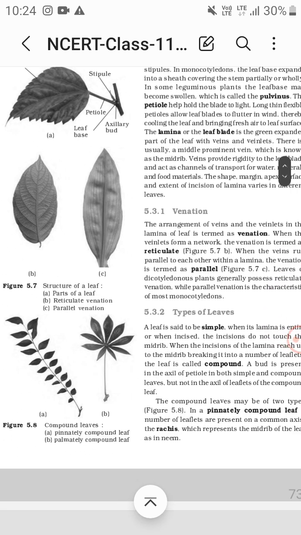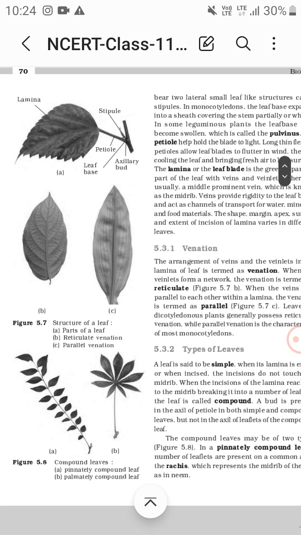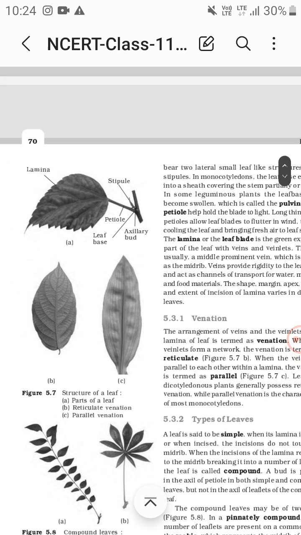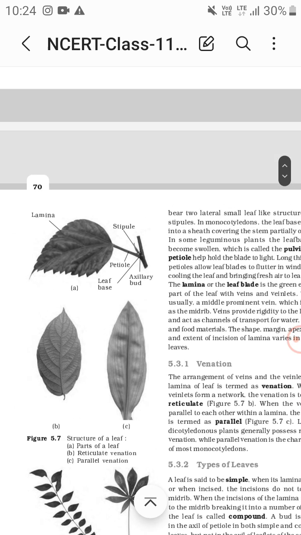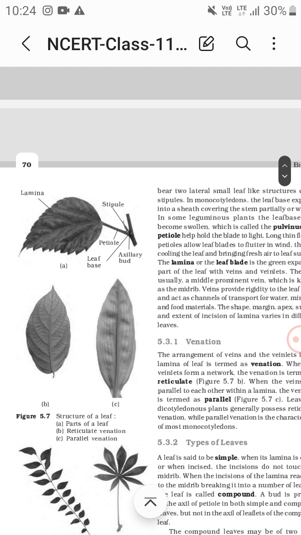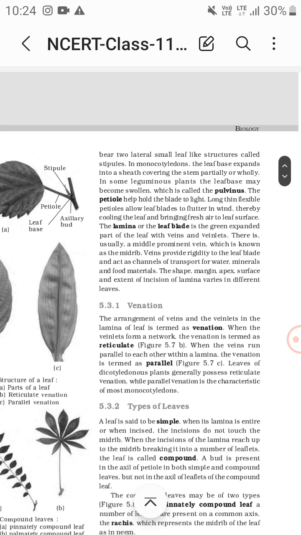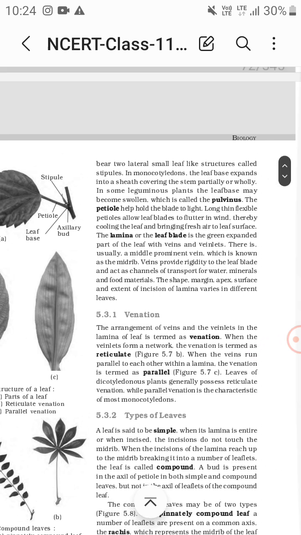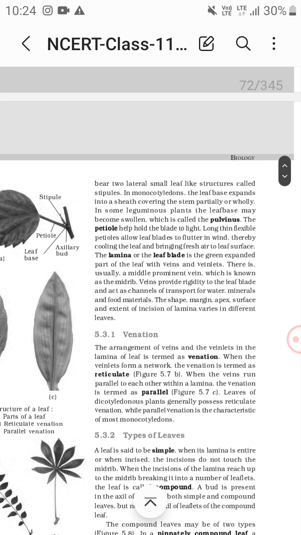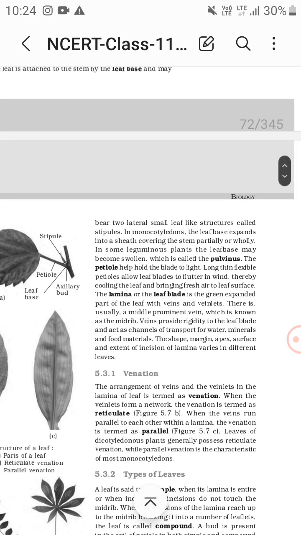Now leaf, talking about the leaf, structure of a leaf, parts of a leaf, reticulate venation, parallel venation. So structure of a leaf you see there is lamina, petiole holding the lamina, that is leaf plate, and then there is a leaf base. At leaf base there is stipule and axillary bud. Now stipule. So you see now pulvinus, there is petiole to help hold the blade to light. This is the function of petiole.